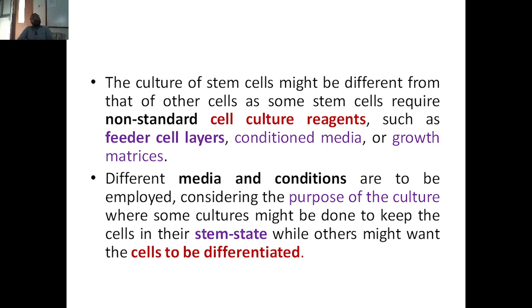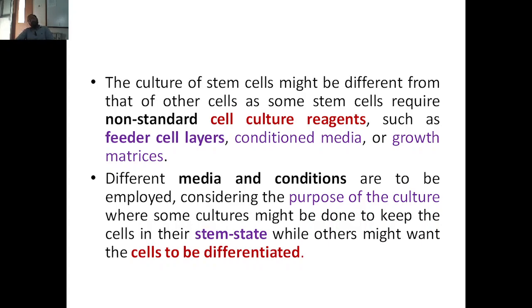And the culture of the stem cells might be different from that of the other cells, as some stem cells require non-standard culture reagents such as feeder cell lines or cell layers, conditioned media, or growth matrices. So it depends on several factors. It may be the feeder cells, which we have seen in the images in the previous slides, or conditioned media, which is the media we use for the cells to grow, or growth matrices where these cells are growing. Maybe scaffolds.